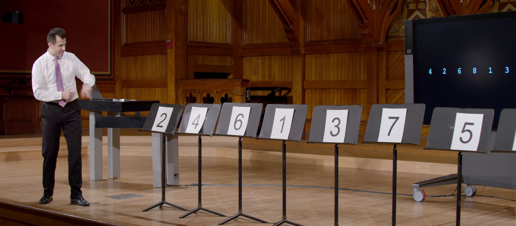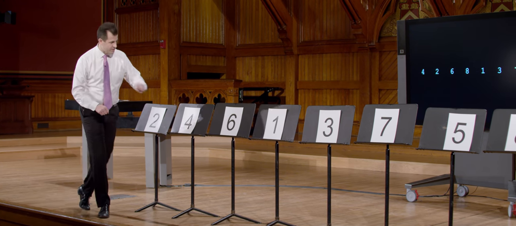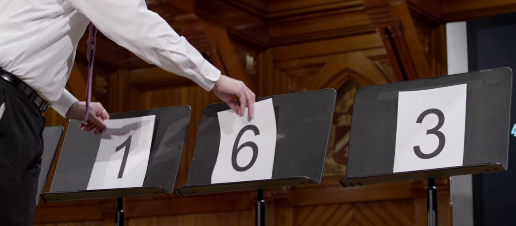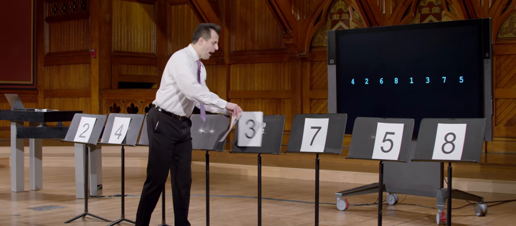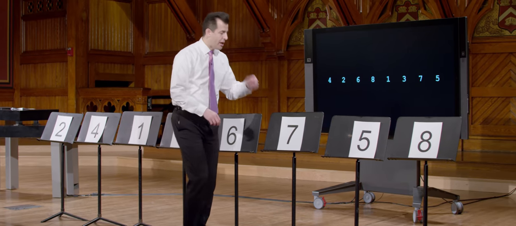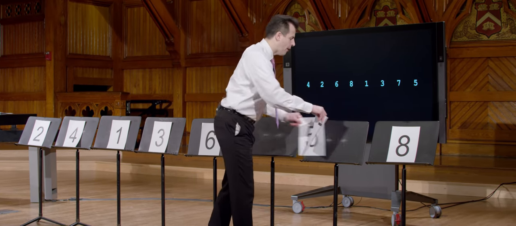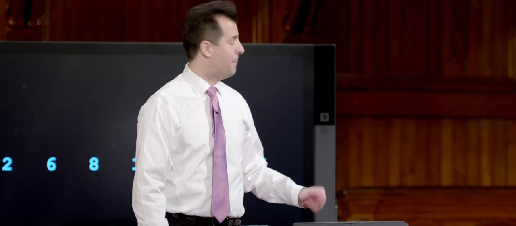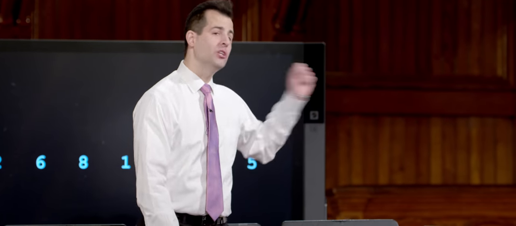But of course, I've got to do this again. So 2 and 4, they're good. 4 and 6, they're good. Oh, 6 and 1, now that's out of order. And so I can transpose these two. This algorithm has a name, whereby I'm transposing pairwise elements that are out of order such that the biggest numbers are bubbling their way up to the top. Indeed, 8 already made its way there. 7 just made its way there.